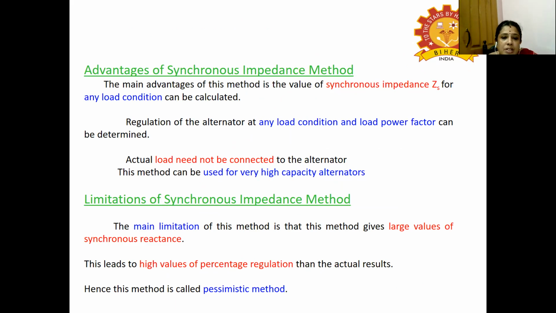The limitation is, the main limitation of this method is that it gives large values of synchronous reactance. This leads to higher values of percentage regulation than the actual results. This method is therefore called the pessimistic method.